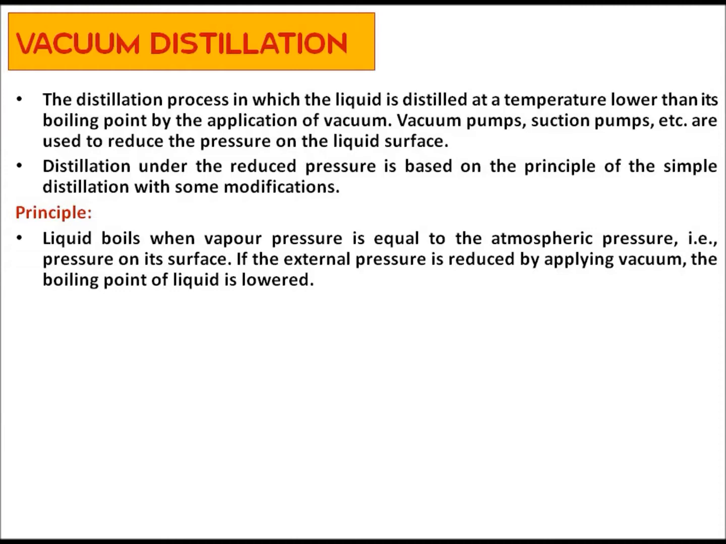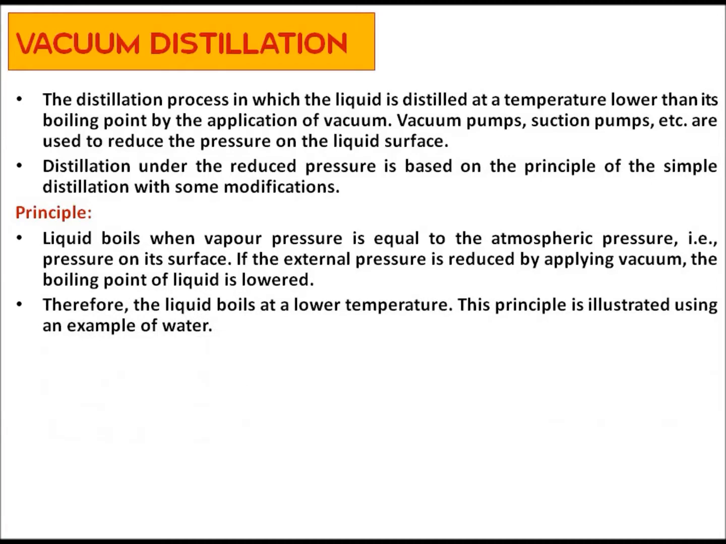Now if the external pressure, that is atmospheric pressure, is reduced, how are we going to reduce the atmospheric pressure? By a simple application of a vacuum pump. So if the external pressure is reduced by applying the vacuum, the boiling point will be lower. Earlier, if a liquid had a boiling point of 100 degrees centigrade, now it can be reduced to 50 degrees centigrade, right? Let us take one example. I will show you how it takes place.